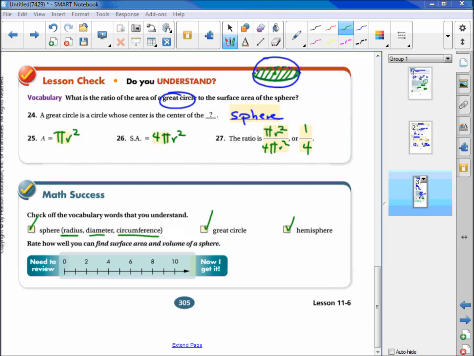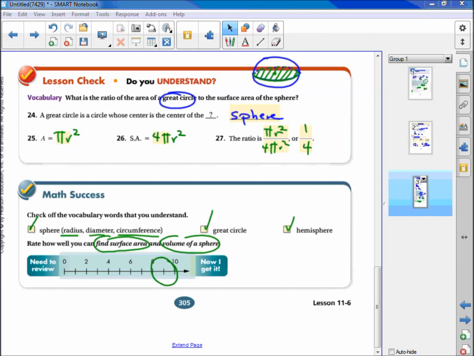Okay. Rate how well you can find the surface area and volume of a sphere. These are 2 new formulas we learned today, but I'm pretty sure you can use them pretty well. If you're not, though, you should definitely go back and watch this video again, and then I'll see you in class next time to practice some.